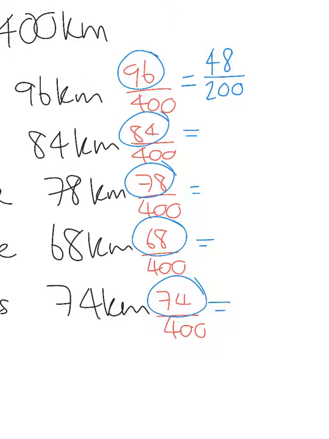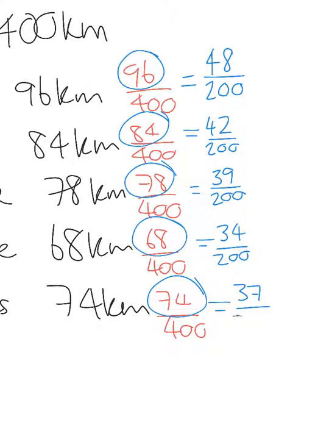So 84 divided by 2 is 42 over 200. 78 divided by 2 is 39 over 200. 68 divided by 2 is 34 over 200. And 74 over 400 is 37 over 200. Now my next job is to see whether any of them can be simplified.